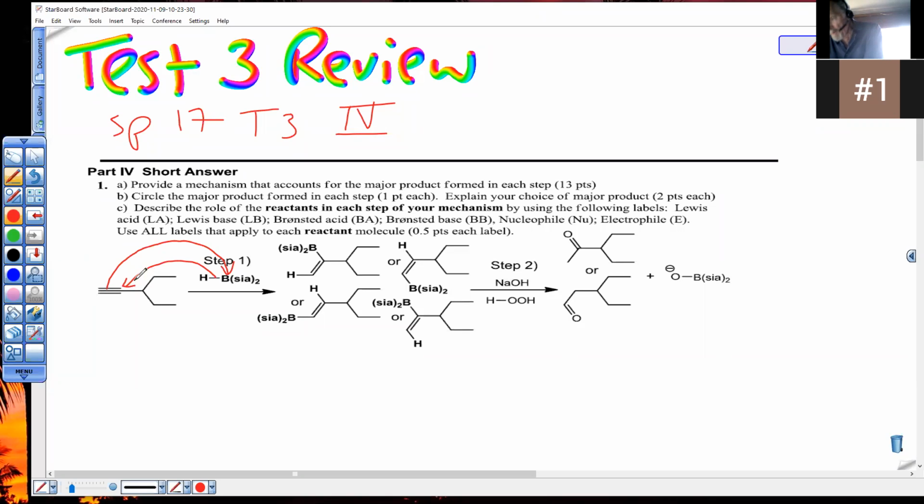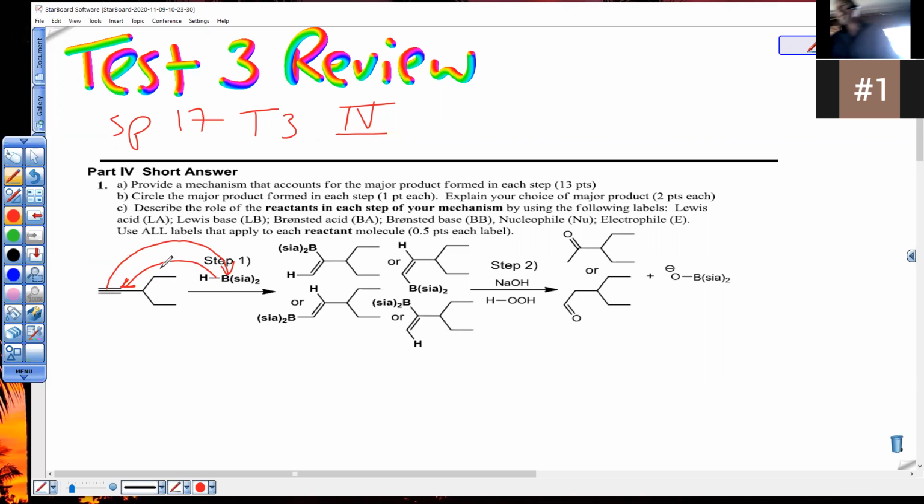Make sure your arrow goes all the way to the carbon. Make sure this arrow ends at the B. Make sure this arrow ends at the carbon. Make sure this arrow starts at this pair of electrons. Don't have it start on the end. There's an atom there. There's no electrons. Don't start in the middle. There's an atom. There's no electrons. Pi bond is a pair of electrons. An arrow is a pair of electrons.